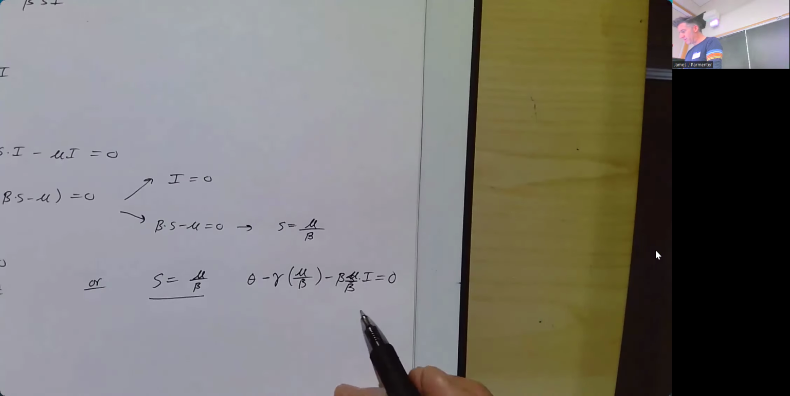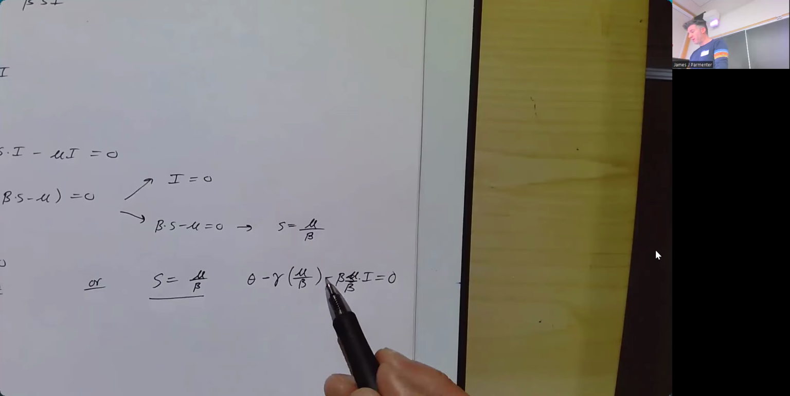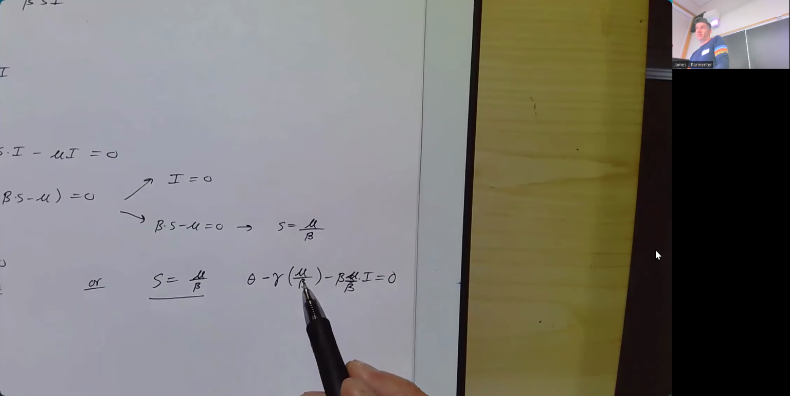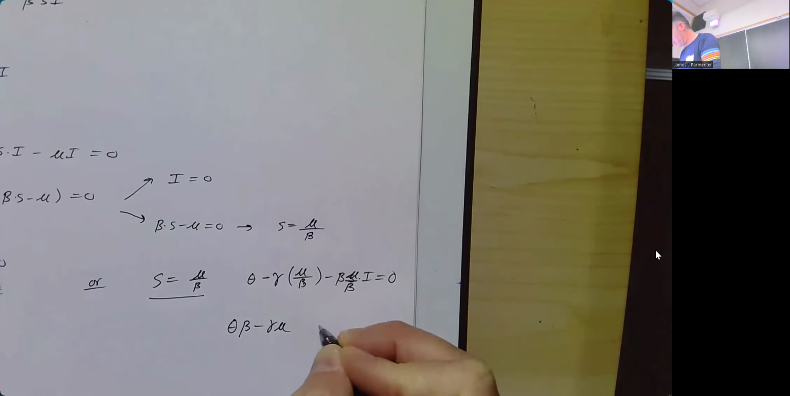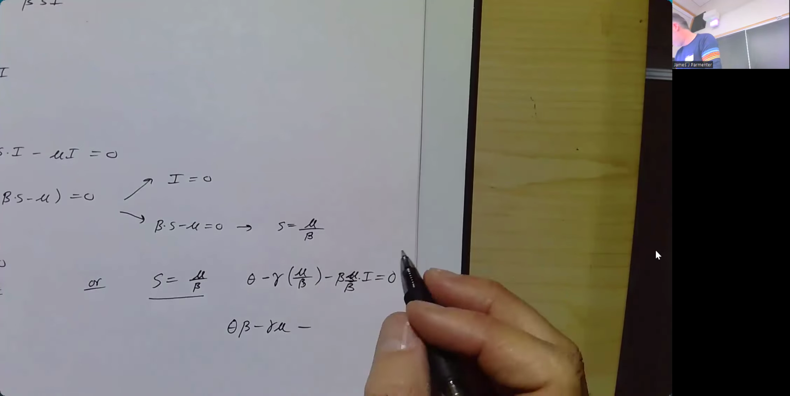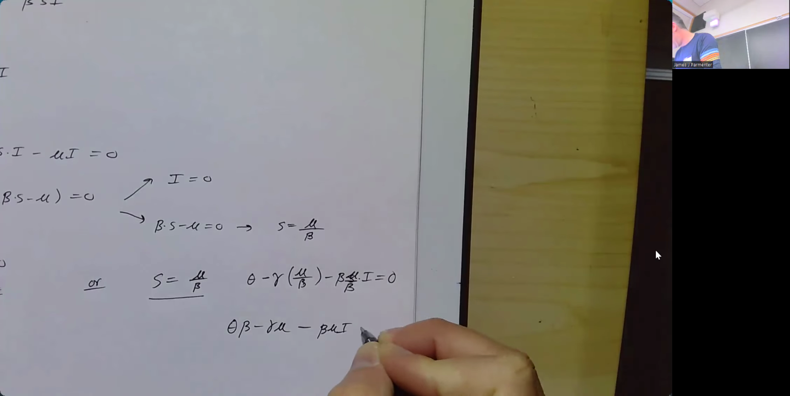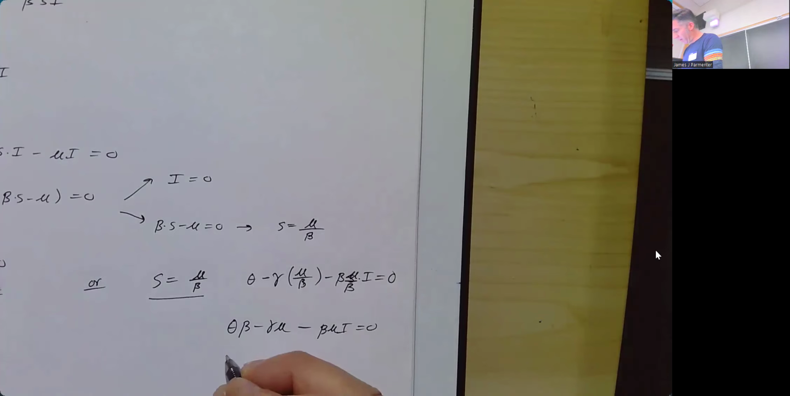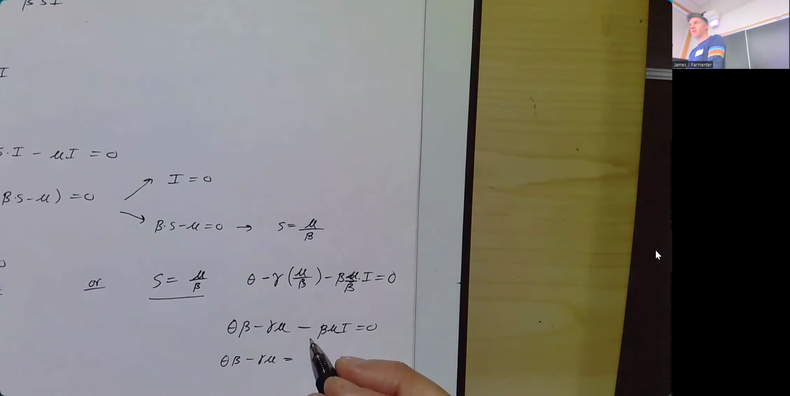Simplifying a bit, I would probably multiply both sides by beta, to be honest. I don't need those denominators. I know these betas would cancel, but that beta doesn't cancel. So let's just multiply both sides by beta and get theta beta minus gamma mu minus beta times mu times I equal to 0. Solving for I, we have theta beta minus gamma mu equal to I times beta times mu, and then we divide by beta times mu. Cool. Let's double check. Yep, looks like what they have in the notes.